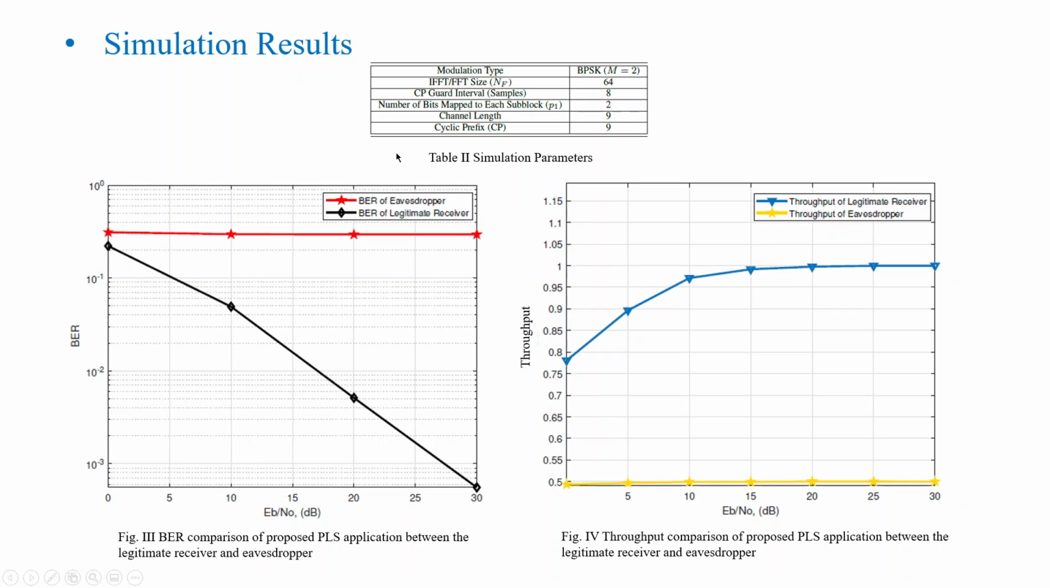Regarding this scheme, you can see our bit error rate and throughput performances for the legitimate receiver and the eavesdropper. As you can see in figure 3, while the bit error rate of the legitimate receiver gets better and better as the power increases, the bit error rate of the eavesdropper does not change and stays stable at a low level. Similarly for the throughput, as the power increases, the throughput of the legitimate receiver improves, but there is no improvement for the eavesdropper.